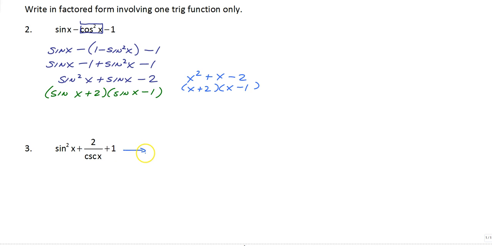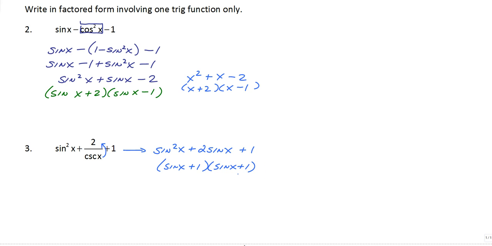So the first thing you should have done is rewrite this as sine squared x plus 2 sine x plus 1. Because remember, cosecant in the denominator is just sine on top. So we just need to ask ourselves what multiplies to 1 but adds to 2. Just like x squared plus 2x plus 1. This would simplify to x plus 1 and x plus 1. In this case, it would be sine x plus 1 times sine x plus 1.